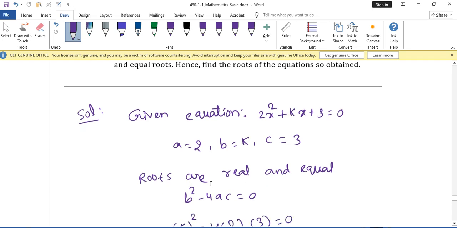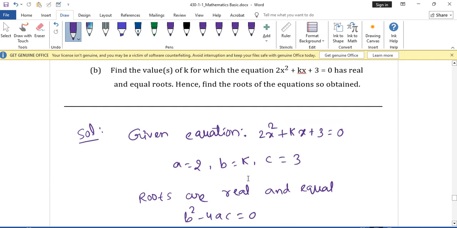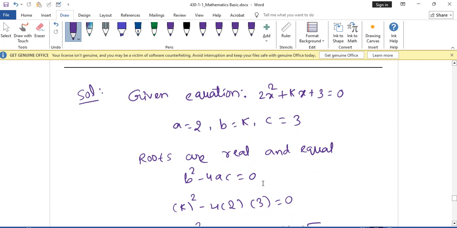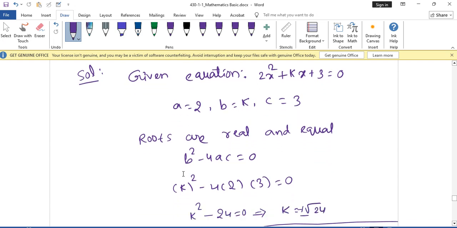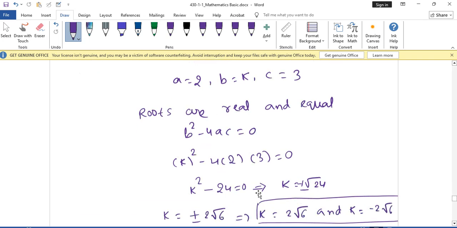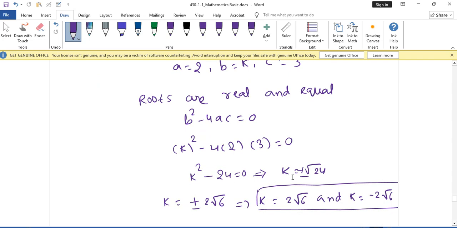The given roots are real and equal. So b square minus 4ac is equal to 0. Here b means k, so k square minus 4 into 2 into 3. k square minus 24 is equal to 0. k is equal to plus or minus root 24.